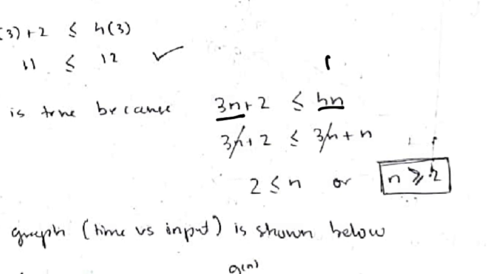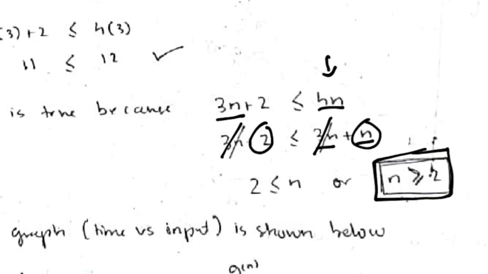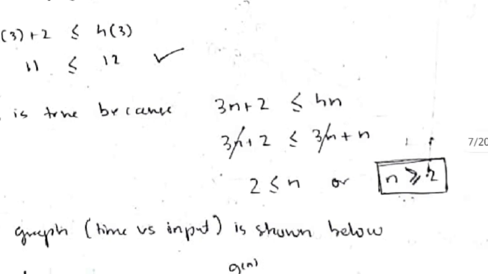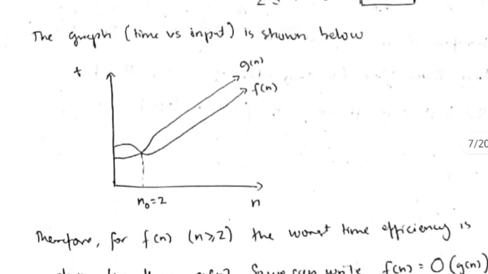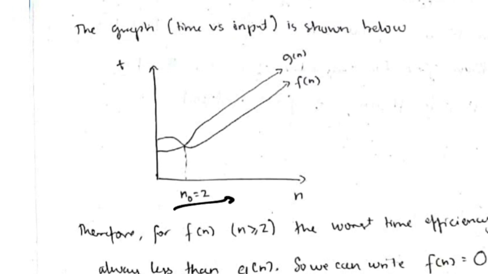That means 4n can be written as 3n plus n. The 3n and 3n will get cancelled. So 2 is less than or equal to n, or n is greater than or equal to 2. So for all values of n greater than or equal to 2, this statement will be true. In the same way, we can show this in the graph also. This is the time versus input graph, with increasing inputs here and time here.